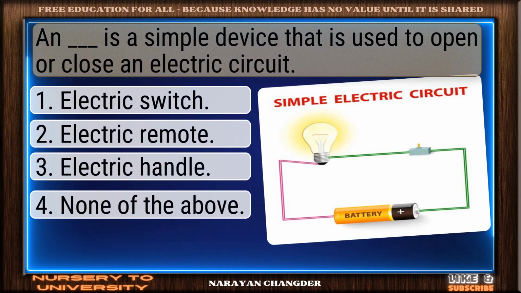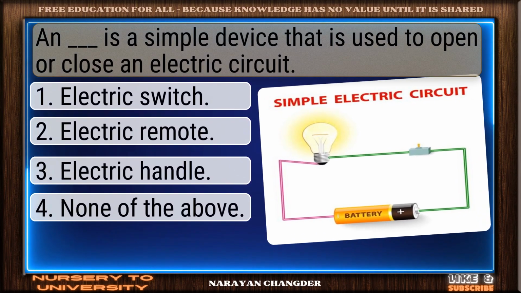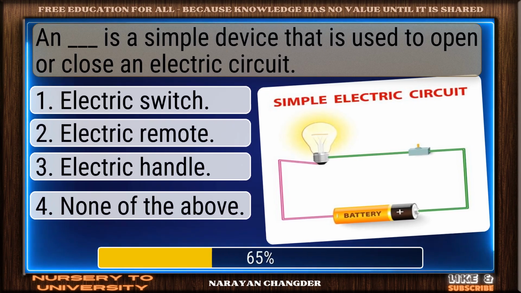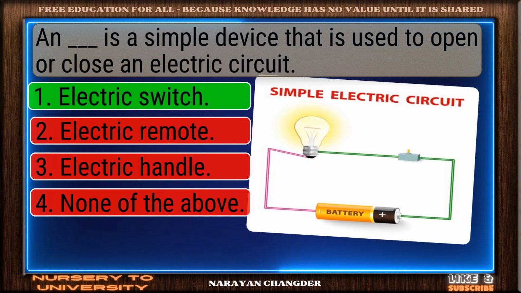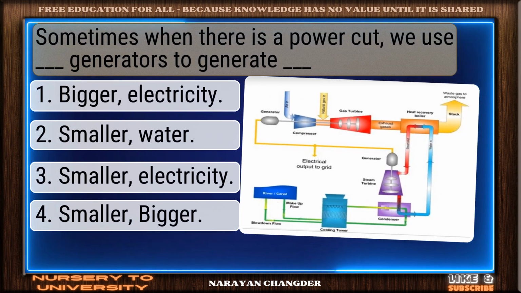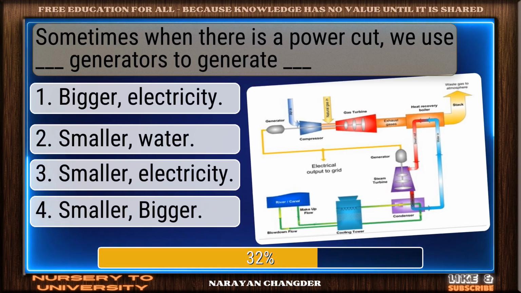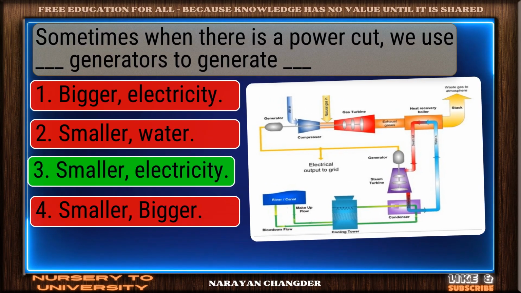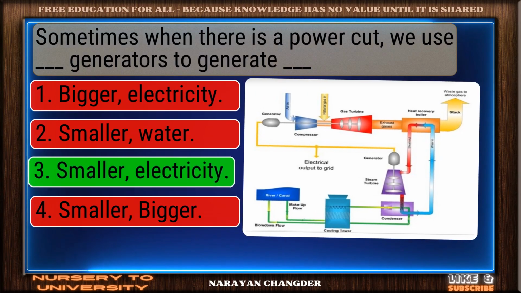And dash is a simple device that is used to open or close an electric circuit. Good thinking. Electric switch is the right answer. Sometimes when there is a power cut, we use dash generators to generate dash. Solid response. Smaller electricity is a valid choice.